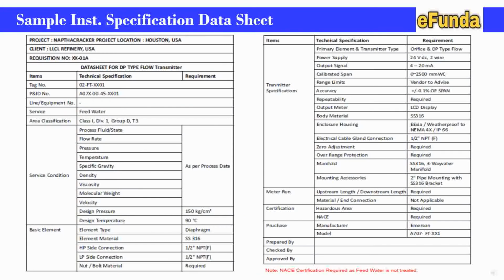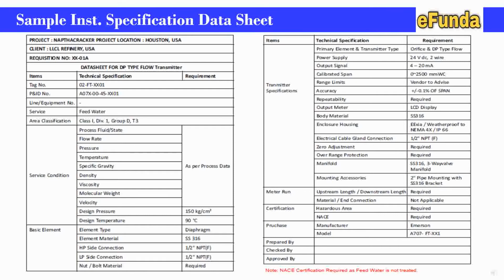So far we have seen the instrument specification summary, a history or an introduction, and the content of the instrument specification sheets. Now we are moving on to the sample instrument specification sheet or data sheet, where one will see the content of the data sheet and the actual format of the data sheets, and what information is covered as part of the instrument specification. Let's start with our sample instrument specification data sheet.